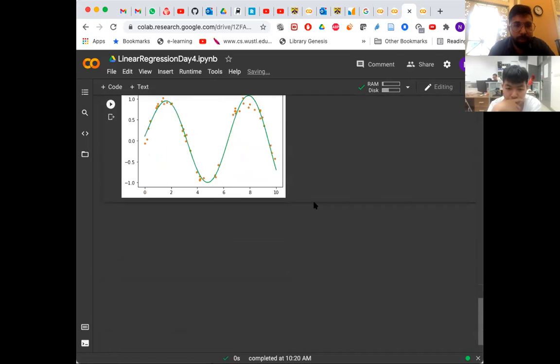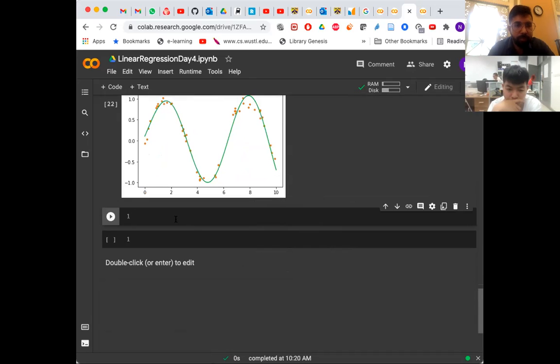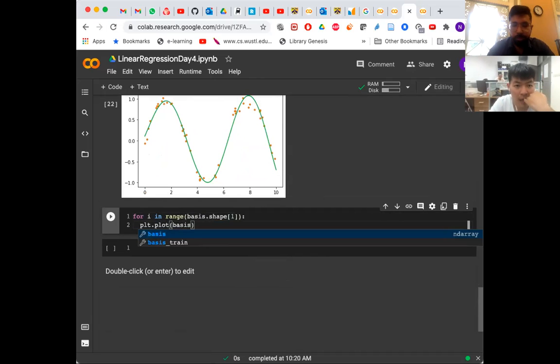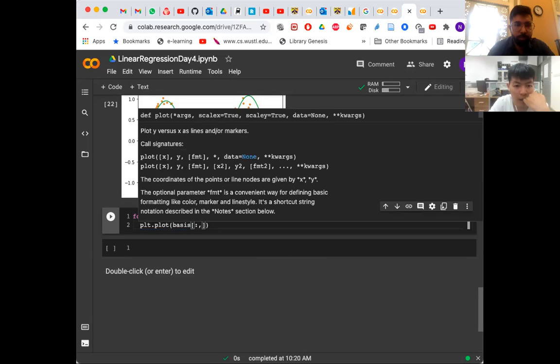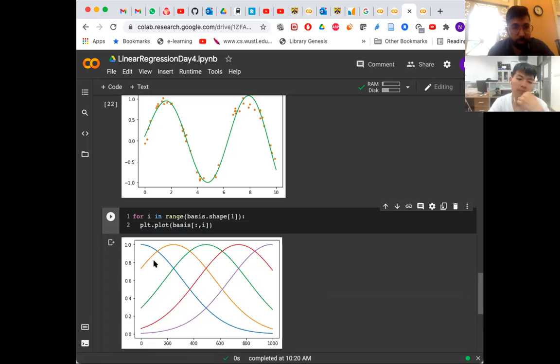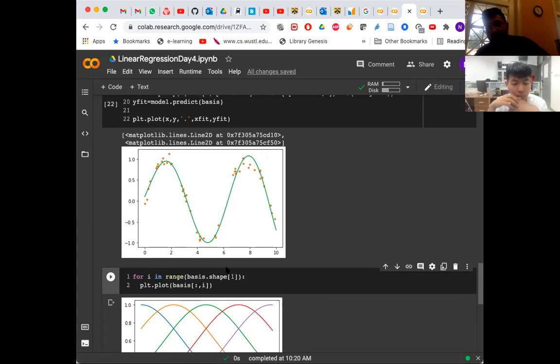Okay, remove the code. So for i in range of bases.shape[1]... and you can see that these are Gaussians at different points. Just the centers are moving. Again, the data, it's a very good fit. Okay, is it clear so far what I did?